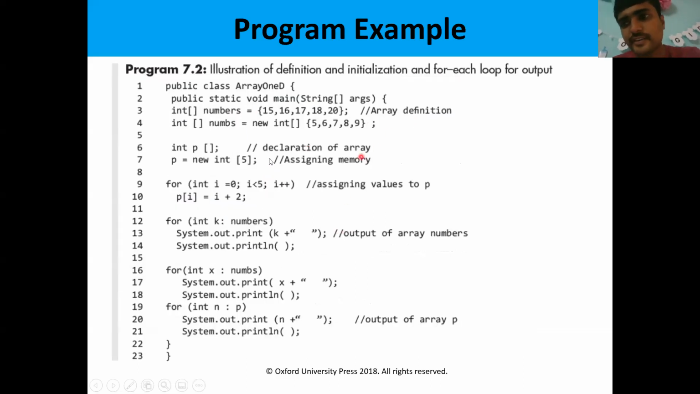Next, usage of the for each loop. He has declared two arrays and initialized them, and he is creating another array. He is declaring the other array and inserting values into it, and he is displaying the values. He is displaying all the arrays: numbers, nums, and p.